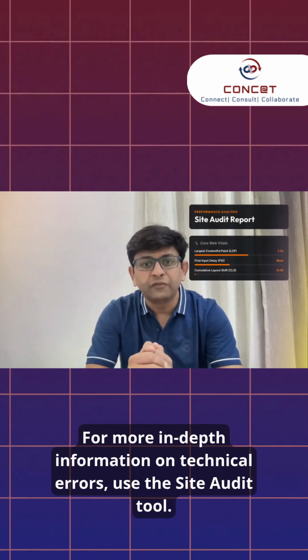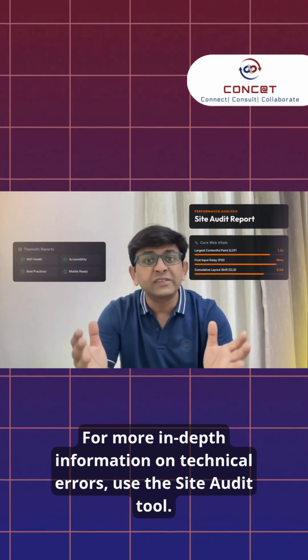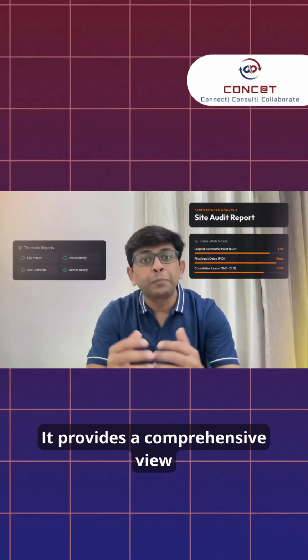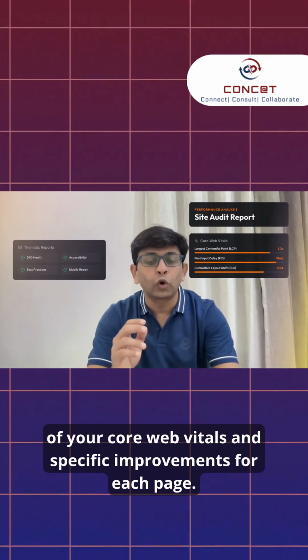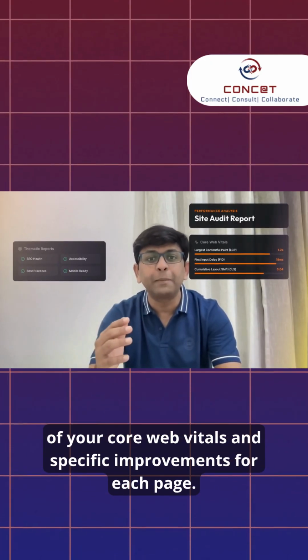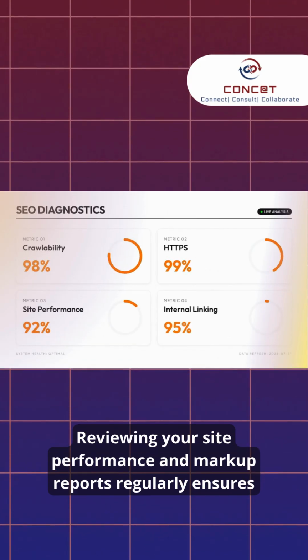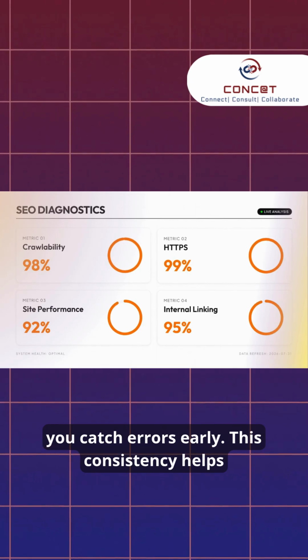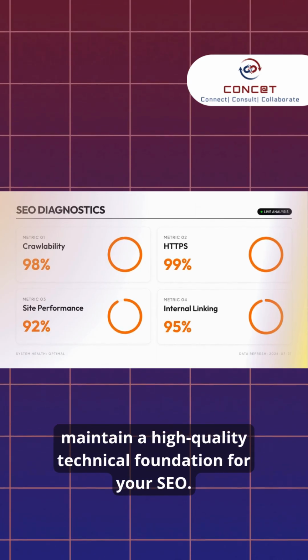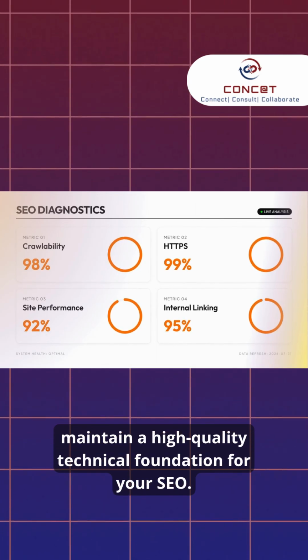For more in-depth information on technical errors, use the Site Audit tool. It provides a comprehensive view of your core web vitals and specific improvements for each page. Reviewing your site performance and markup reports regularly ensures you catch errors early. This consistency helps maintain a high-quality technical foundation for your SEO.